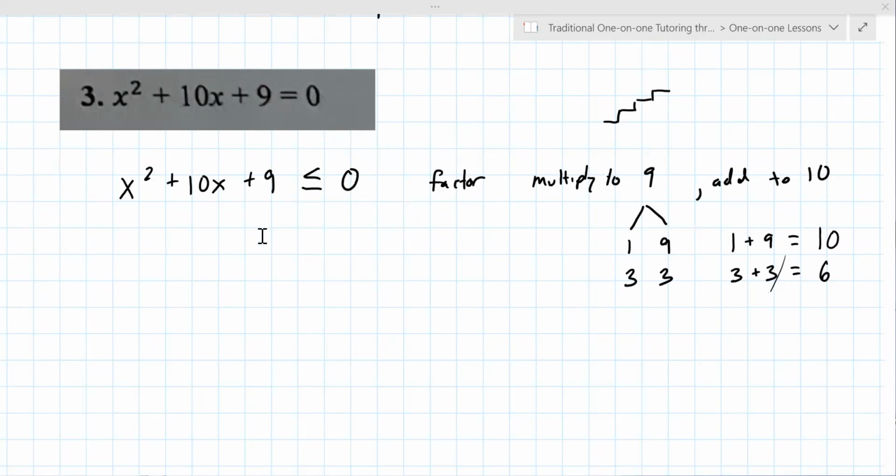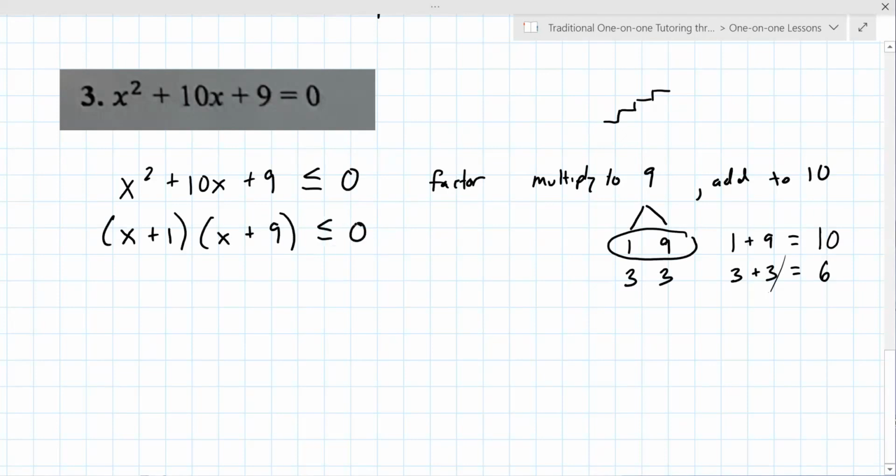Okay, so do you see that 1 plus 9 adds up to 10? So your pairs, which aren't really pairs because they're different, it's x plus 1, x plus 9, less than or equal to 0. Do you follow how we did that next line? It came from the work over here on the right. So let me know when you get all this copied down, because it's important.